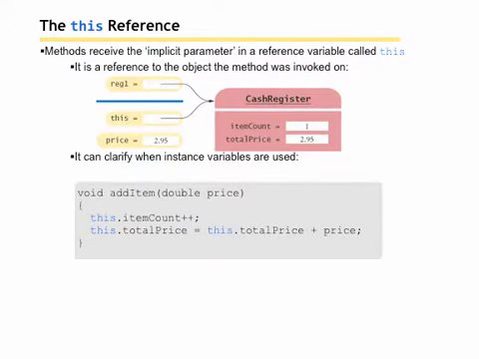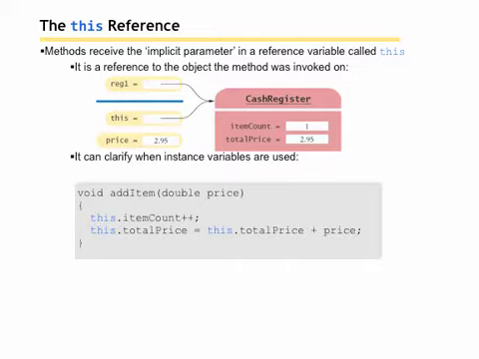The this reference is an implicit parameter passed to every instance method, and it is a reference to the current object. So if we call the instance method addItem, for example, it would get the formal parameter double price, but it would also receive an implicit parameter, which we refer to as this, and this is a reference to the current object. So this.itemCount means it will reference the instance field itemCount. We could say this.totalPrice, that will reference the instance field totalPrice.